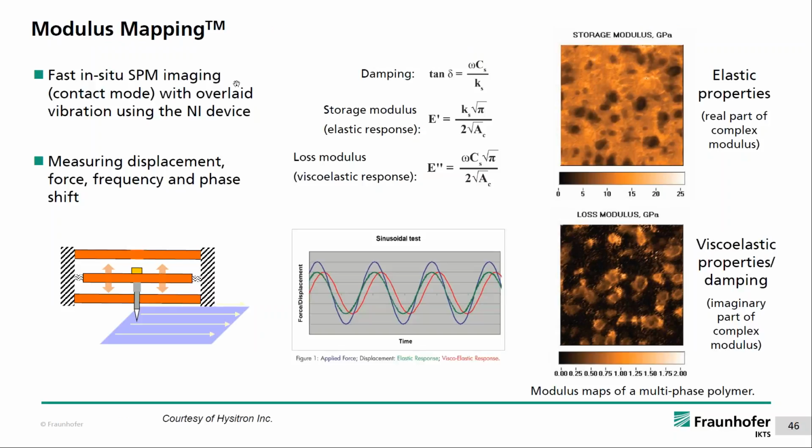You can also overlay the contact tip with a vibration, so modulus mapping or dynamic mechanical analysis. You can either use it during indentation to get a stiffness depth profile, or you can use it in the scanning mode. You have the tip in contact mode, like an AFM in contact mode. You have a vibration and you measure the amplitude and phase shift, and from this you can get the complex modulus, so the storage modulus and the loss modulus. The loss modulus is the viscoelastic response, so you can get damping. So you can get a mapping, for example, of this multi-phase polymer, and you get areas where there's more damping.